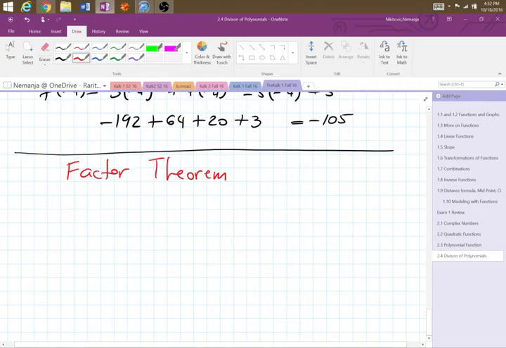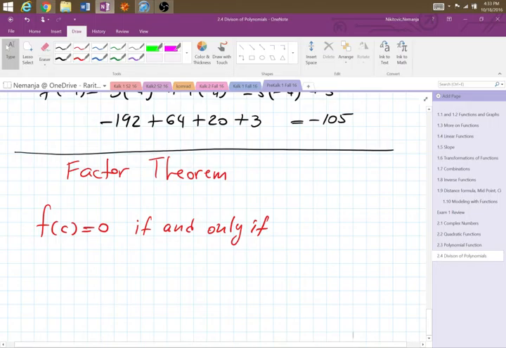So I'm going to consolidate both parts that are given in the book into one and use the mathematical phrase "if and only if." It says like this: f of c equals 0 if and only if x minus c is a factor of f of x.